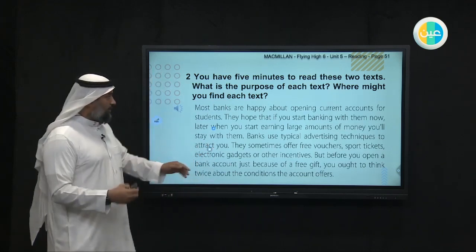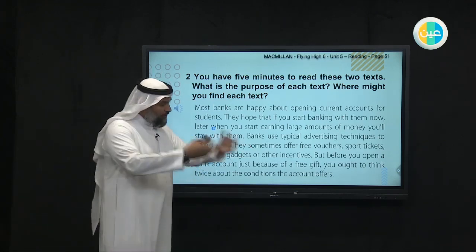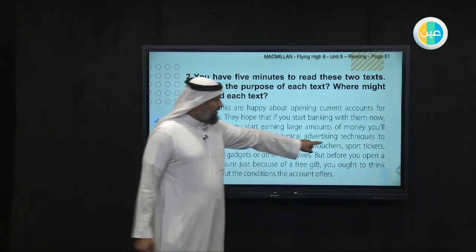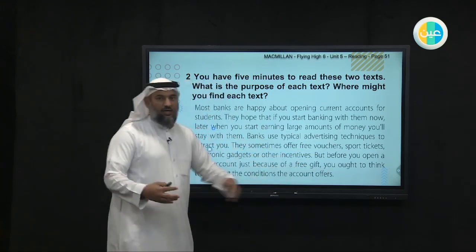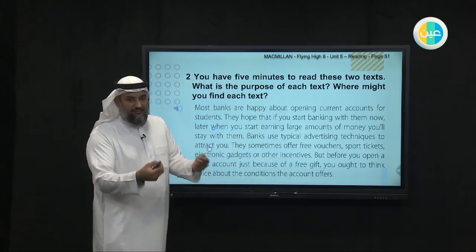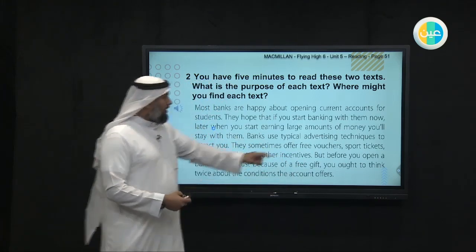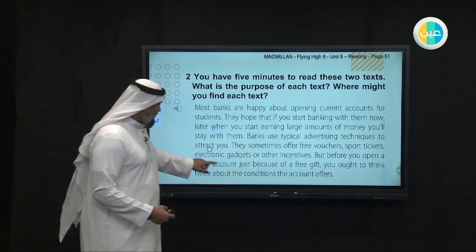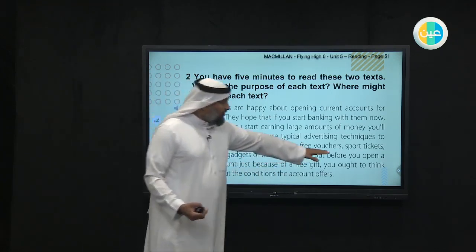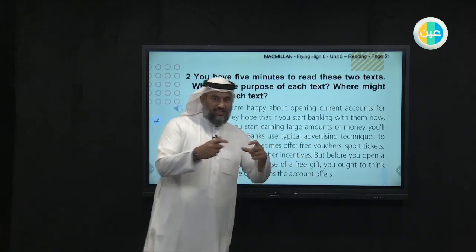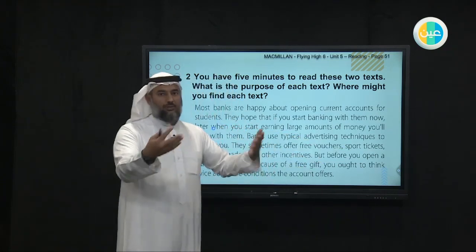Advertisement means di'aya. Now, also, when you go to them, most banks will give you incentives. Incentives means muhaffizat. These incentives might be machines, gadgets, alat, electronic machines, or vouchers, hadaya, or sports ticket, tadakir. So it depends on the bank.